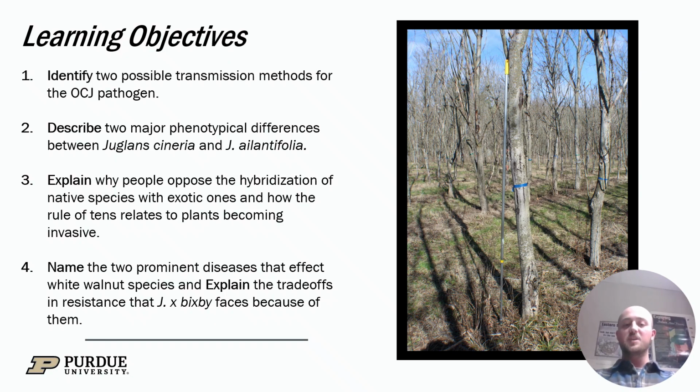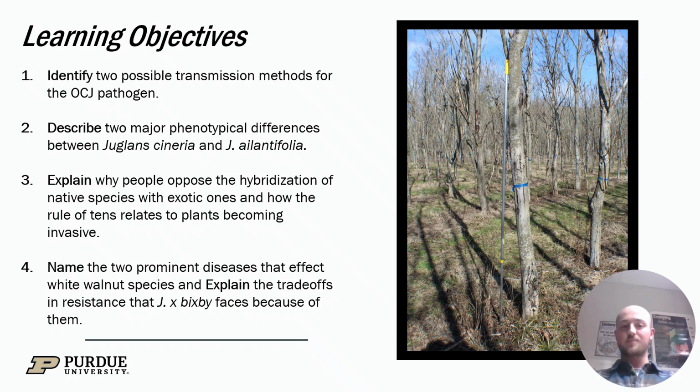The first would be to identify 2 possible transmission methods for the OCJ pathogen. OCJ is the fungal pathogen that causes butternut canker disease, which causes these cracks or cankers on the trunk of the tree. These cankers enlarge to the point where they girdle the tree and kill them. Now, OCJ can be transported through water by flowing down the trunk, and it's also theorized that it could travel through insects.